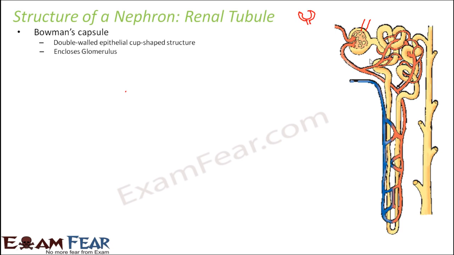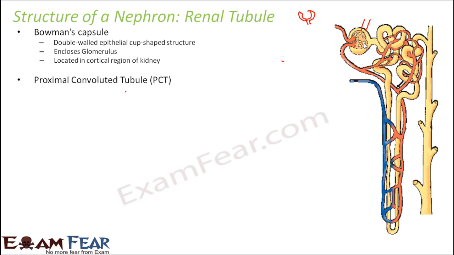It encloses the glomerulus. So the glomerulus is present inside this. It is located in the cortical region of the kidney. Cortical region is what? The cortex of the kidney. So that means the glomerulus as well as the Bowman's capsule is present in the cortex.